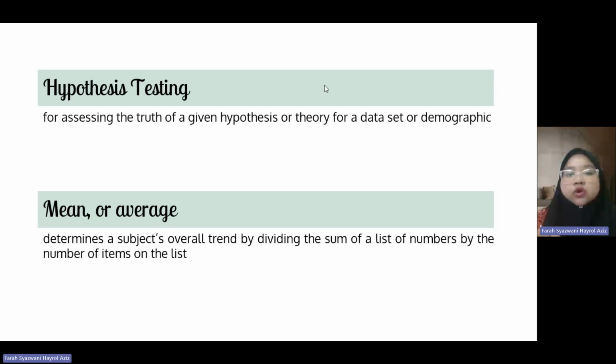Okay, so this is what you're going to do if you are actually employing quantitative research. And secondly, when you are doing mean or average analysis, it will determine a subject's overall trend by dividing the sum of a list of numbers by the number of items in the list. So you will get a general rough idea of the whole population that you are studying.